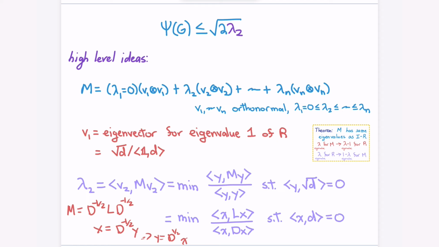There's a little issue here. The sum of degrees needs to be 0. But that's okay.